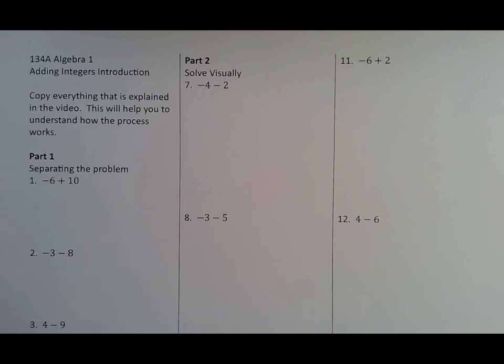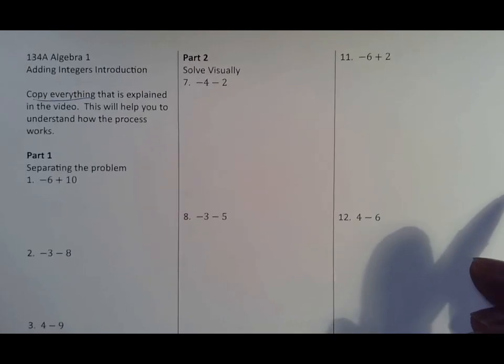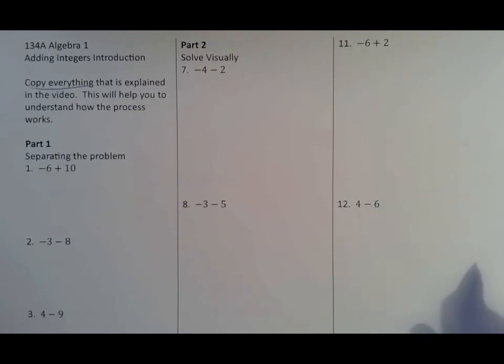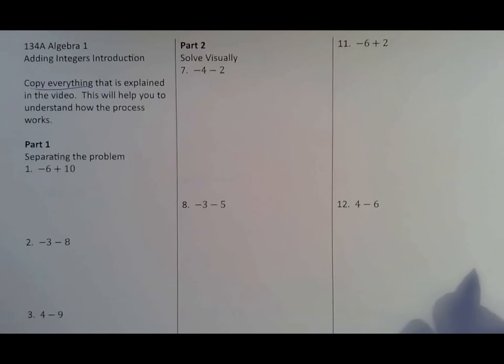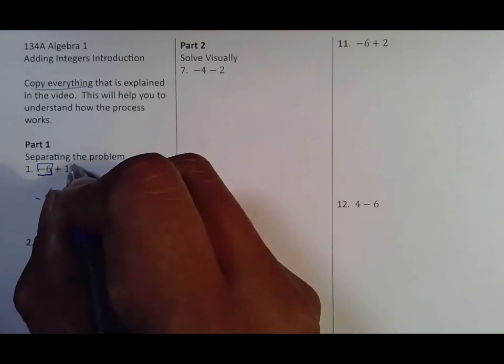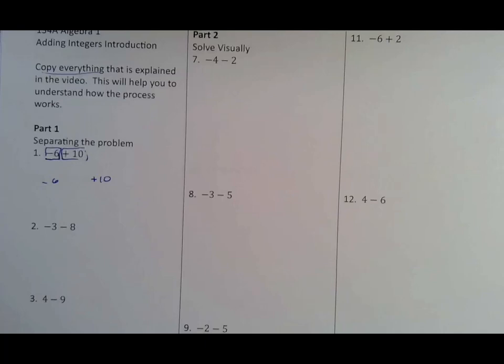So the first thing we're going to do on part 1, again, you want to copy everything on this so that you actually have the notes on what's going on. But the first thing you want to do is learn to separate the problem. So visually just seeing it and recognizing that this is a negative 6 and a positive 10. Those are your two numbers. Again, that's all it is.